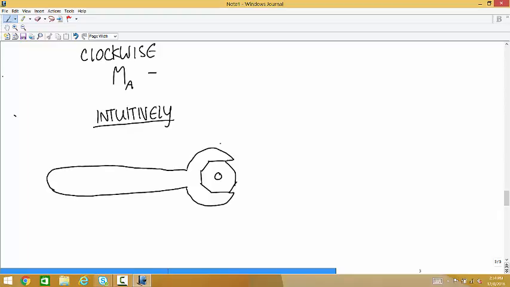Okay, so let's think about three locations. Say that there's some fixed amount of force that you're capable of applying to this wrench. Where are you going to get the best effect? Are you going to get the best effect by applying, say, 100 newtons of force straight down above the bolt, or halfway out on the wrench, or all the way out on the wrench? All the way.